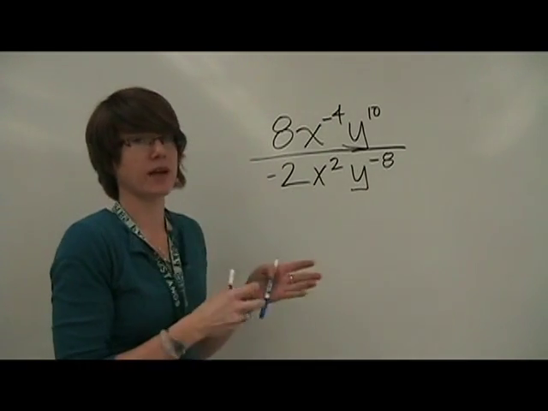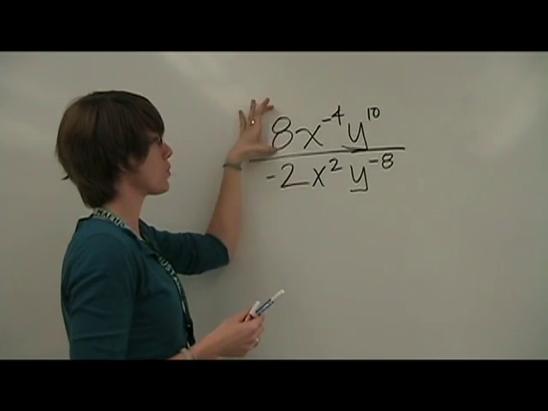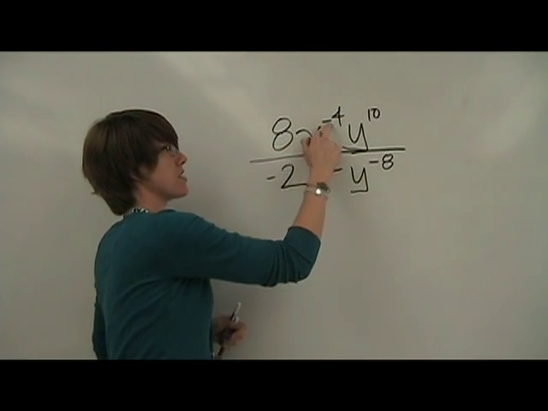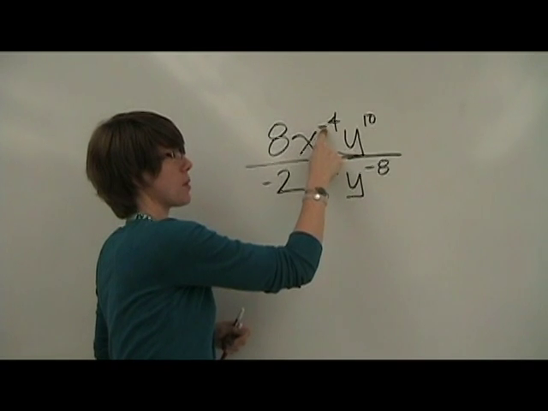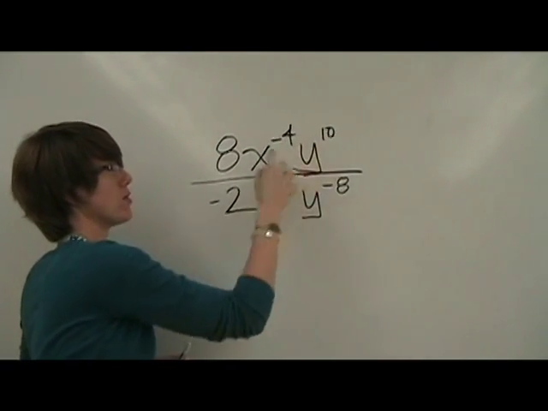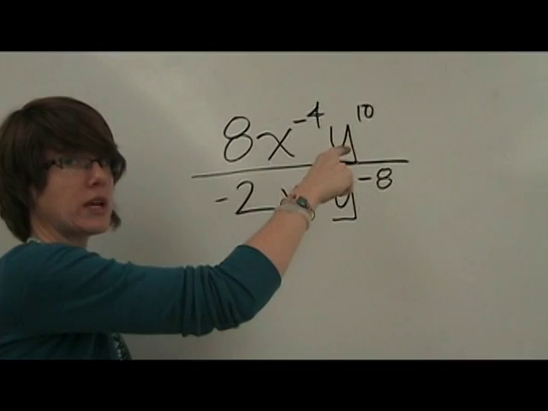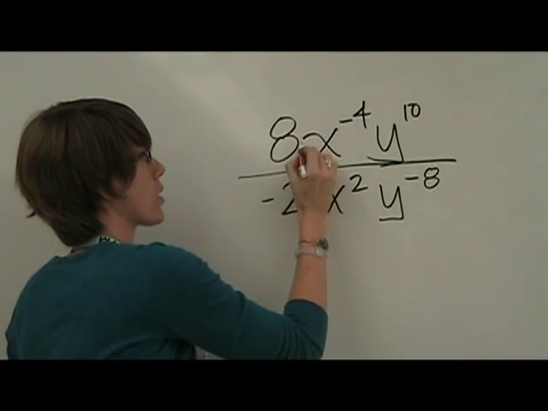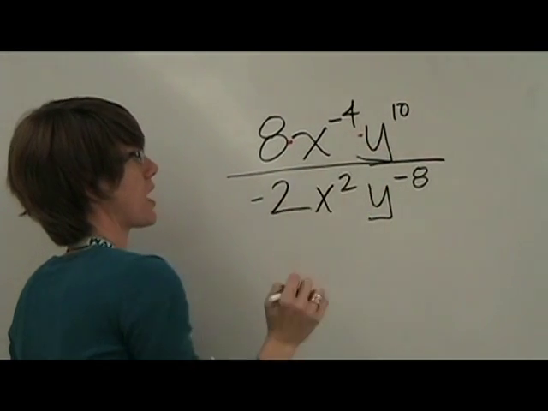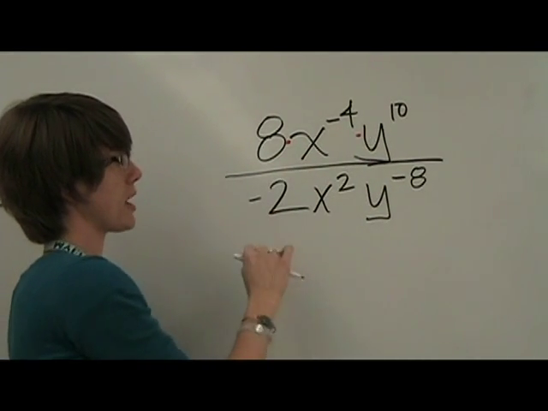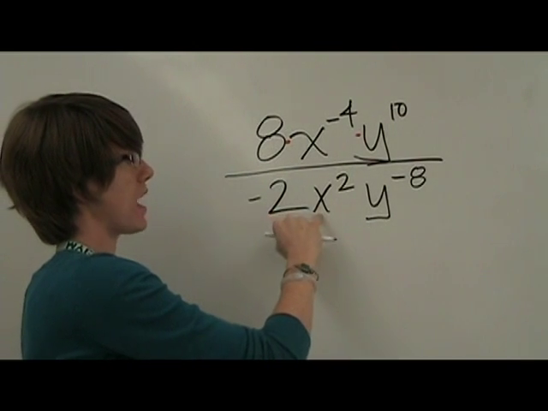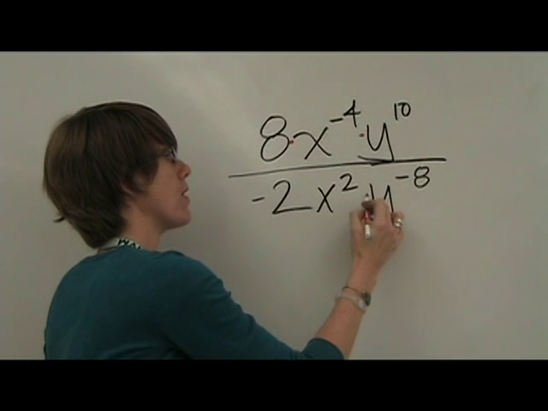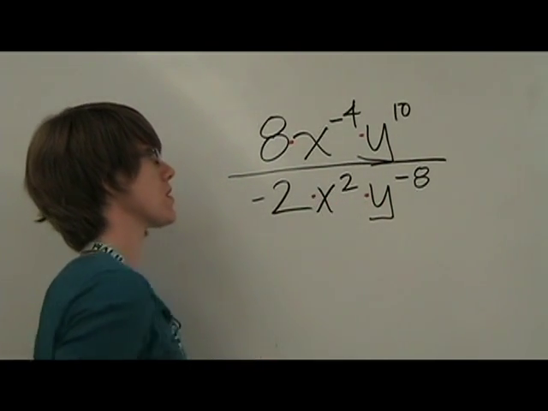This is a fraction, right? It's a division problem. We've got a numerator and we have a denominator. Up in the numerator, we've got 8x to the negative 4th. Look at that negative exponent. Here's y to the 10th. What operation is happening between all of these things? Multiplication. I'm going to go ahead and write that in just to remind us. That's our numerator. Here's our denominator. We've got negative 2 times x squared times y to the negative 8. And there is multiplication happening between these lovely things as well.